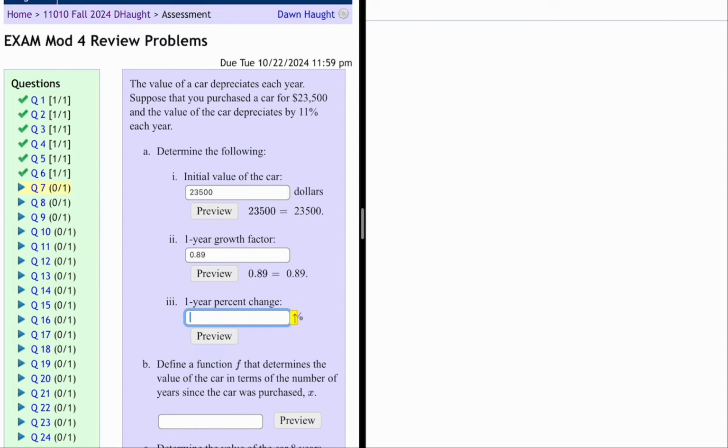So the 1-year percentage change is, I'm sorry, we're going to subtract that from 100. That's where the 11 comes in. It went down by 11. Let's make sure to make that a negative.